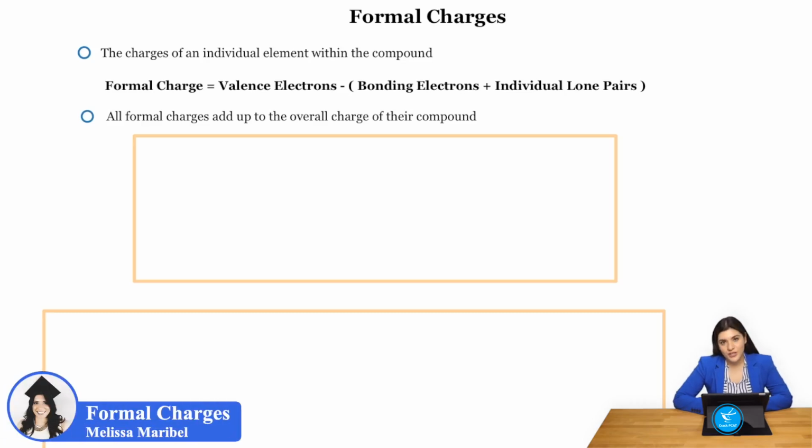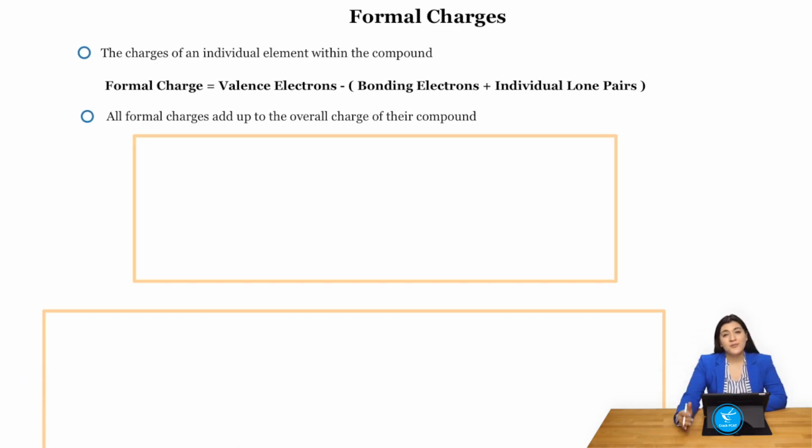Now looking at formal charges. So formal charges are very helpful because they will help you identify if the structure is the most stable, because sometimes there are different ways to draw different structures. So overall, what formal charges are, they're the charges on an individual element within the compound.